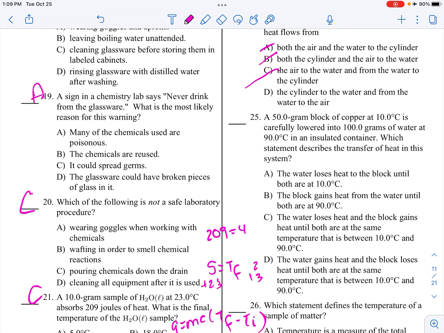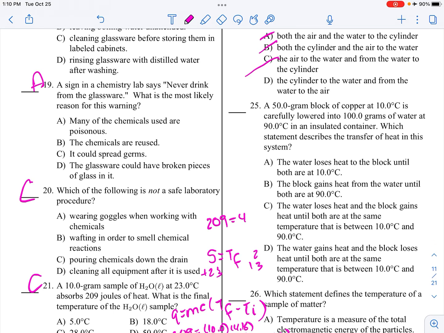A 50-gram block of copper at 10 is carefully lowered. Okay, how is heat going to flow? Hot to cold. The water loses heat to the block until both are 10? The water is at 90. The water will lose heat, but it's not necessarily going to be to 10. The block gains heat from the water until they're both at 90? No. The water loses heat and yes, it's C. The water loses heat and the block gains heat to some temperature between them.